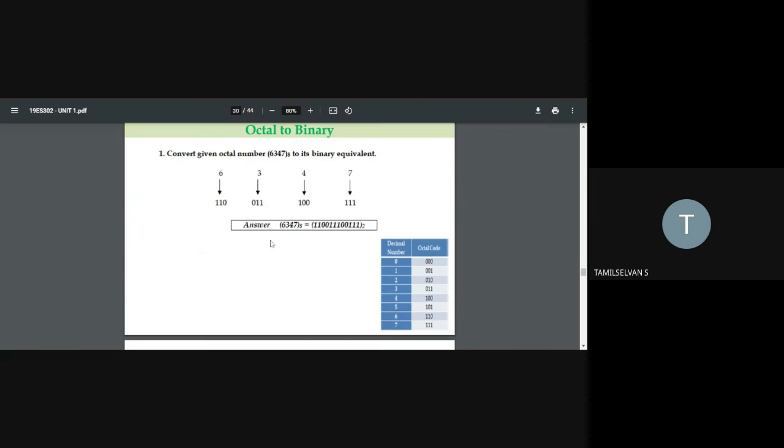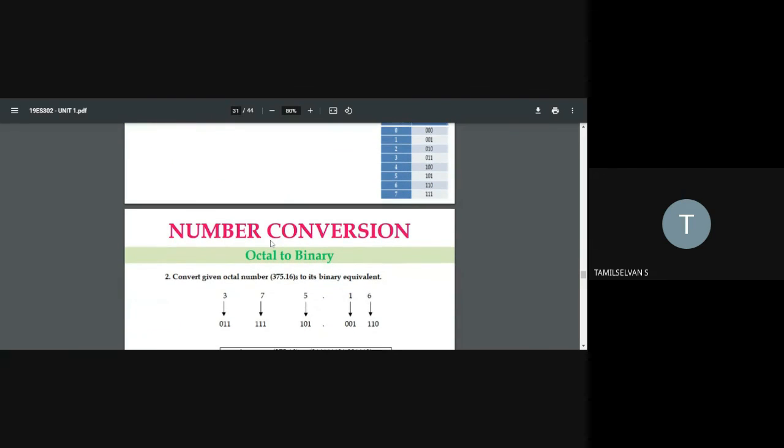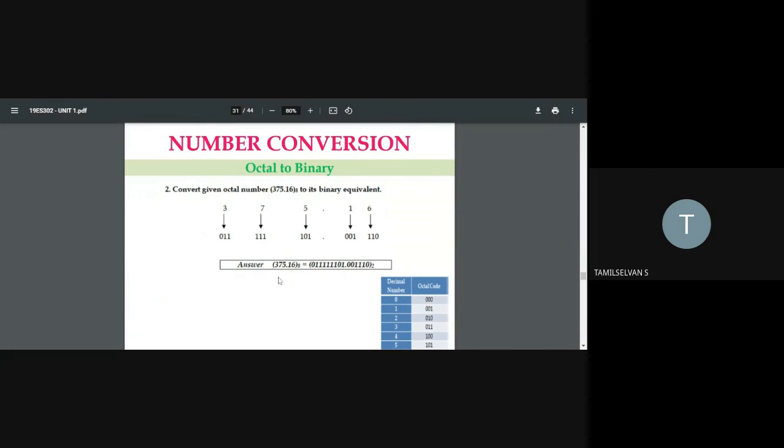Next I can move to another example with a floating point number, octal to binary with a floating point number. The same methodology has to be followed. So 3 is 011, 7 is 111, 5 is 101, dot, 1 is 001, 6 is 110. I can combine these binary numbers in the final output.